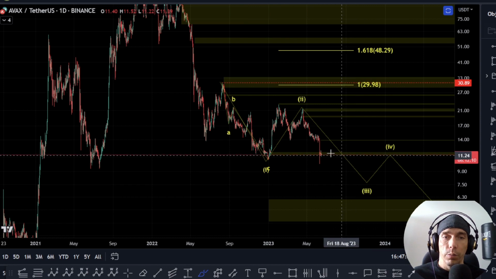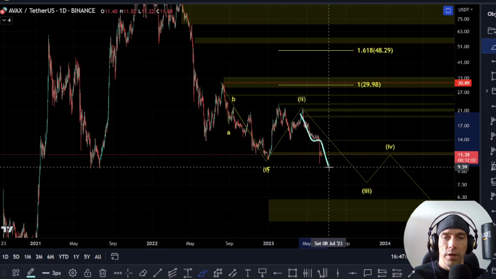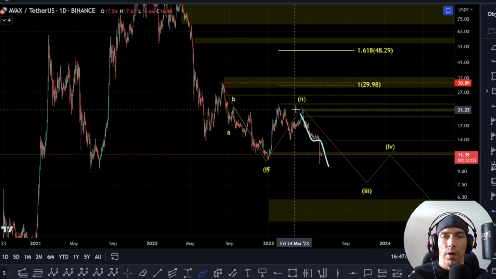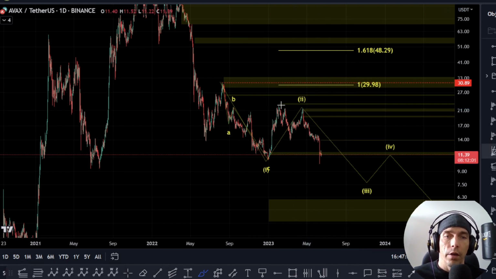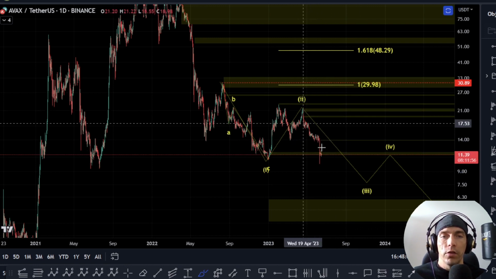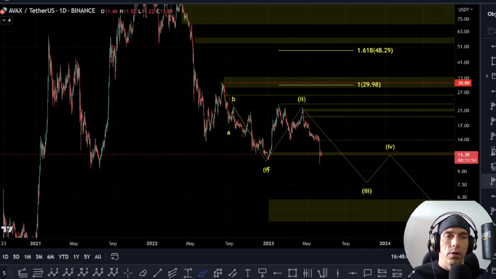So this is technically still possible, and what we would be looking out for is basically a 3-wave move down, and then we'd need to see that confirmation by another 3-wave move failing to take this high here. So that is one of the possibilities on the table here. The internals are suggesting, however, that it could be looking to break down directly.